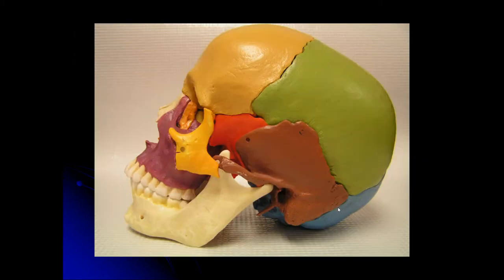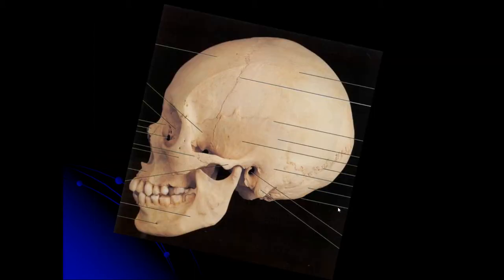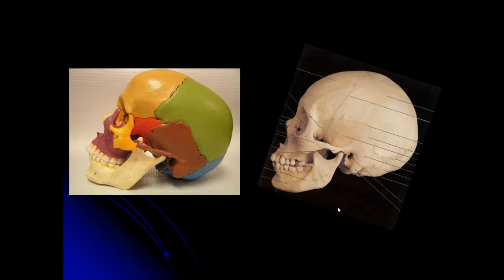But here's a skull. This is one of the ones we have in the lab. It's actually not a very good skull, but one thing that's really neat about it is it comes apart into individual pieces, and so you can see what the individual bones look like. Here's what the real skull looks like, and you can see that the model pretty much approximates it.